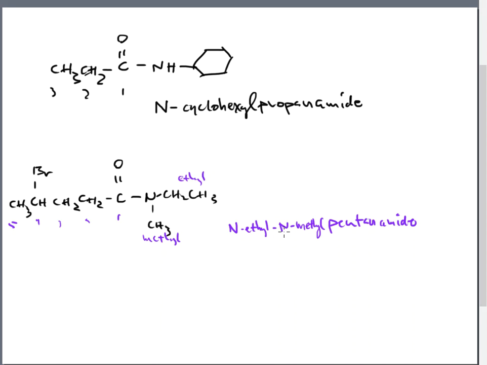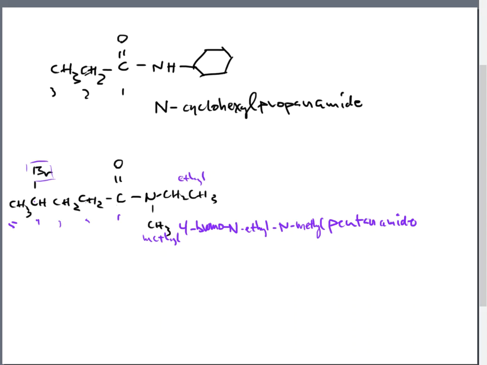But yet I'm not finished. Because now I have this bromo group. I've got to figure out a way to convey to you where that bromo group is. And it looks like this is on carbon number 1, 2, 3, 4. So on carbon 4, I have a bromo. 4-bromo, N-ethyl, N-methyl, pentenamide.